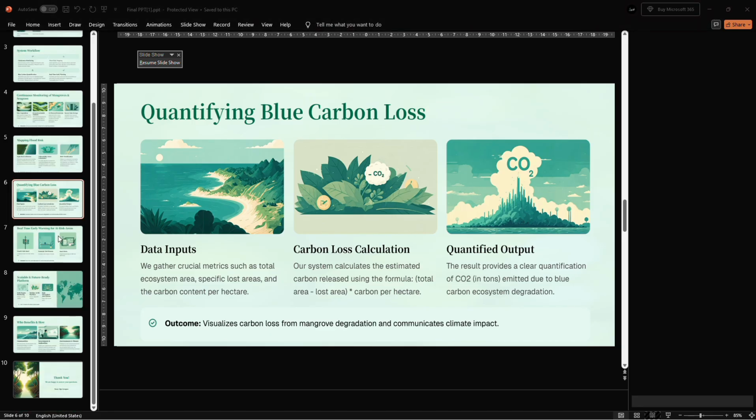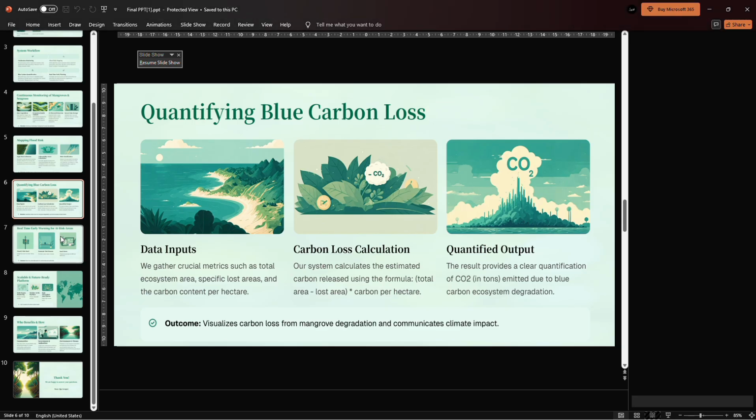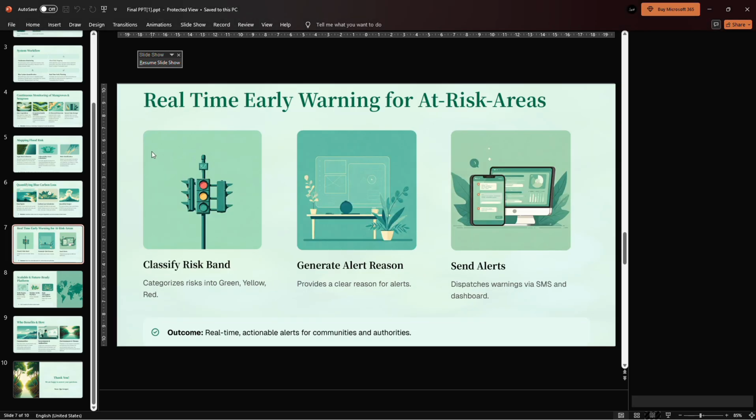Let's move to the next slide, which is one of our most important features, that is real-time early warning for at-risk areas. When we give the color band to the particular area, the main motive of our web application is that the people who are living nearby these coastal areas are provided real-time alerts at least 12 hours ahead, so that it will cause less harm.